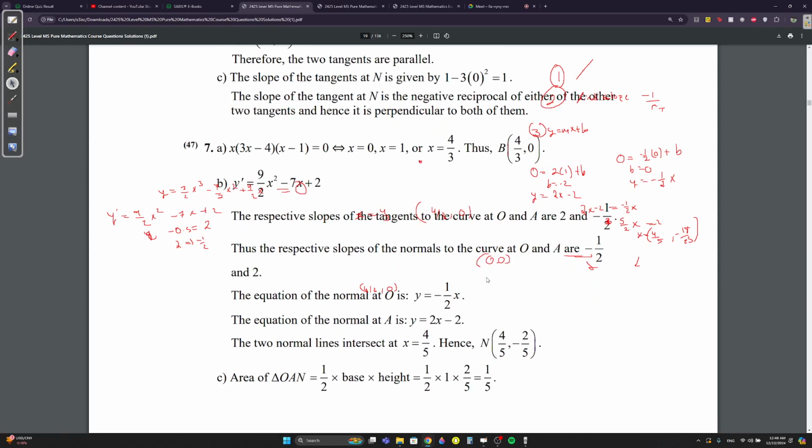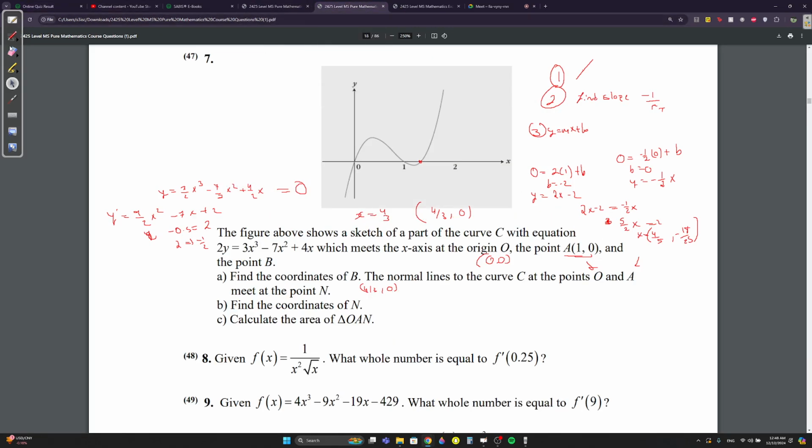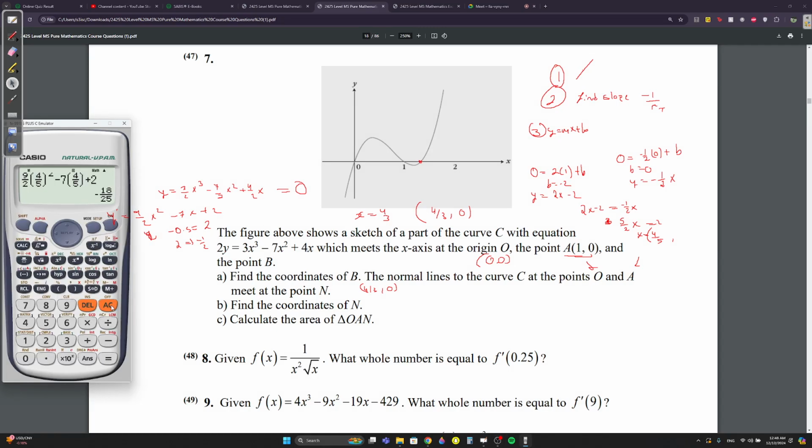I'm actually about to rage. They want you to substitute it into the normal. It's funny, I'm about to fall asleep and I'm making mistakes in math and it's annoying me. Since we're talking about the normal lines, you have to substitute 4 over 5 into the normal.